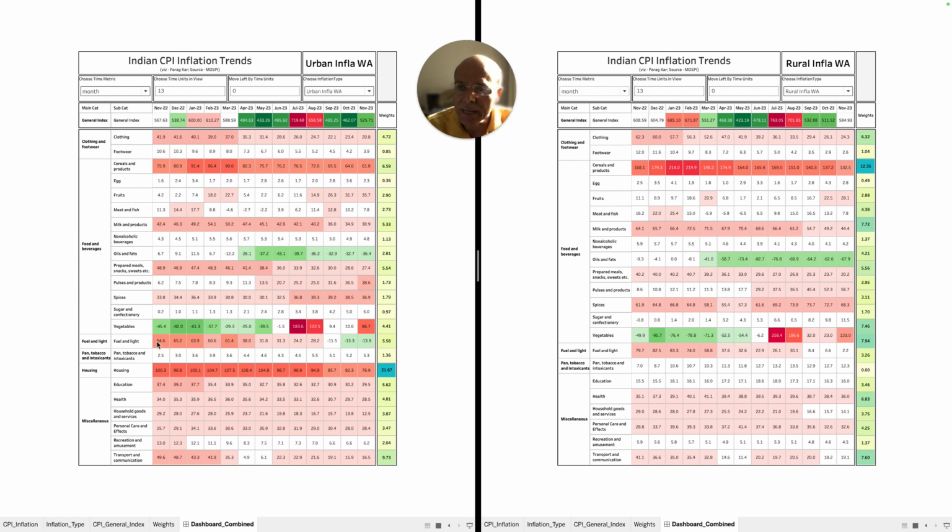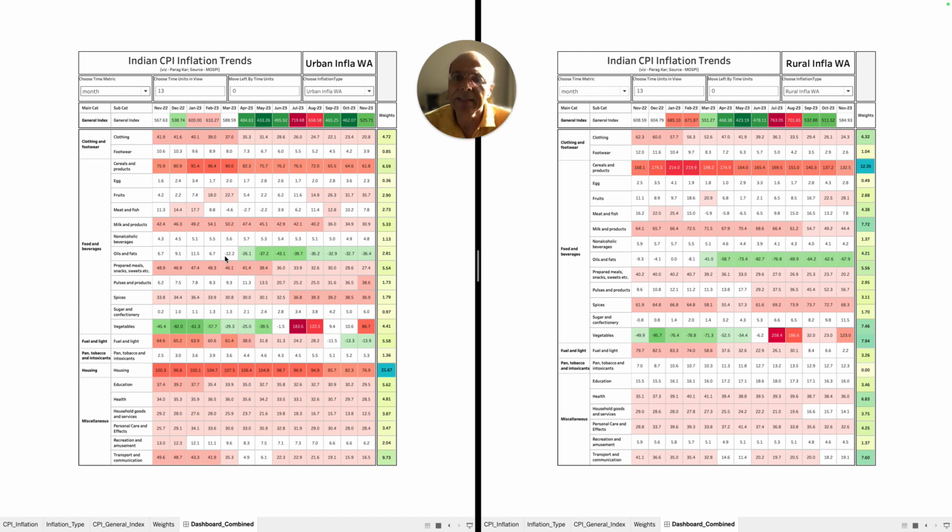And for the rest of the items, for example fuel and light, it is expected that fuel and light would contribute similarly between rural and urban, because from a supply and demand point of view, this is almost similar in nature. There is no difference between the two markets. So this is the overall picture which emanates when you compare rural and urban.